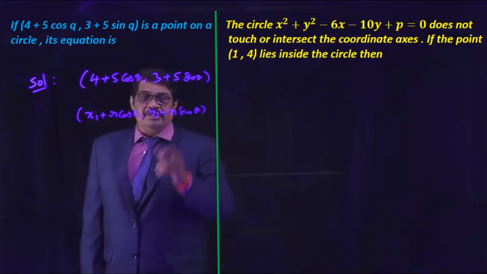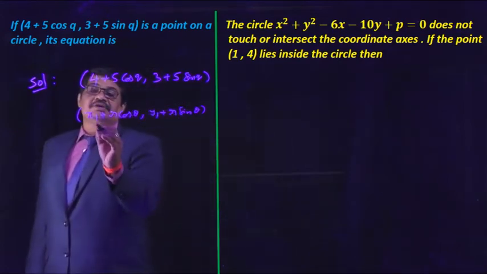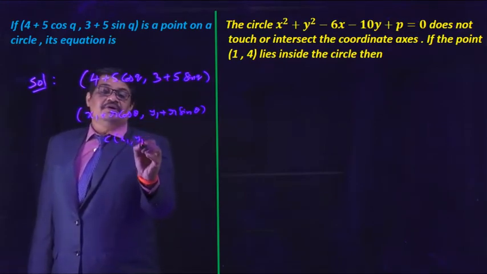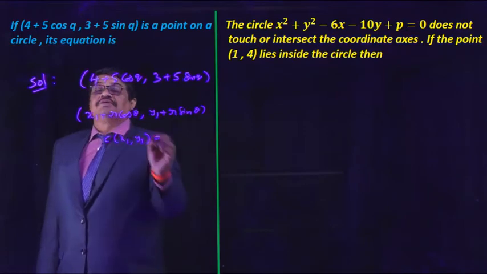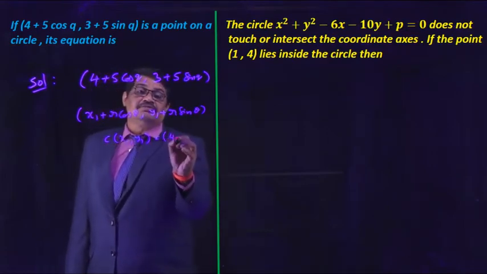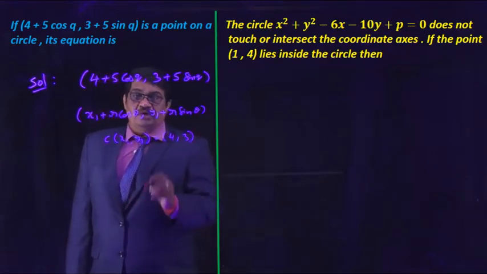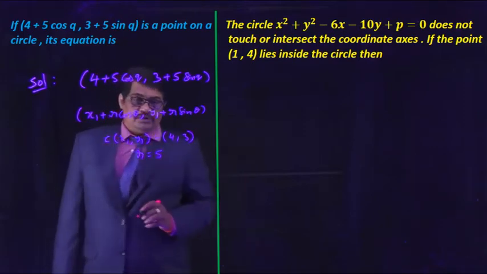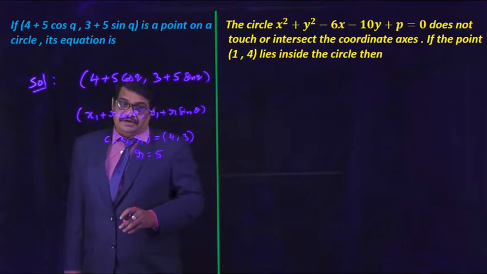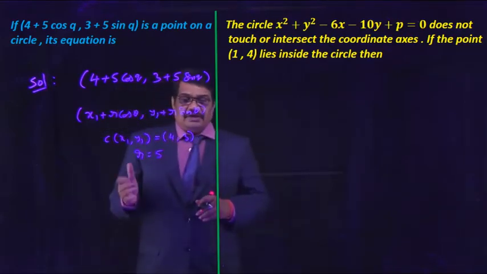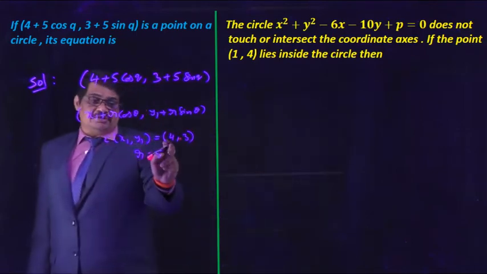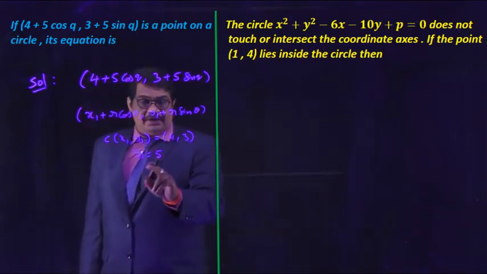Now we are comparing this one. What are x1, y1 here? That is the coordinates of the center. Here x1, y1 is the center, that is 4, 3. And what is the radius? Here r is 5. So this is the center and radius of the required circle. Now we are writing its equation, with the center 4, 3 and radius 5.